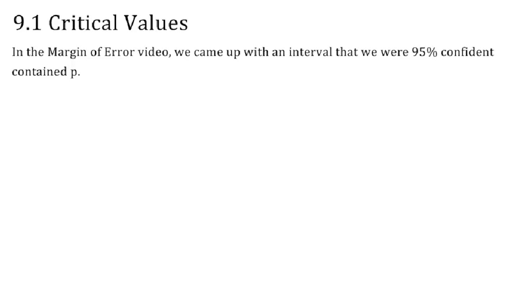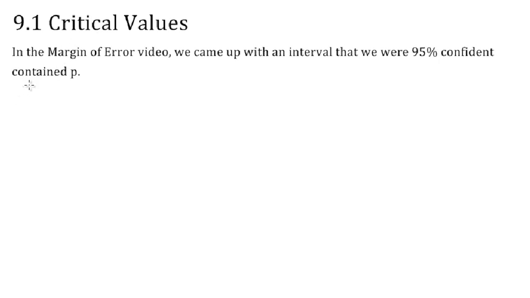Hi, so let's look at my second video from section 9.1, and this one is going to be about critical values. So let me refer to the margin of error video. When you were watching that, you found that there was this interval called the confidence interval that we were 95% confident contained p, the true proportion, the population proportion.